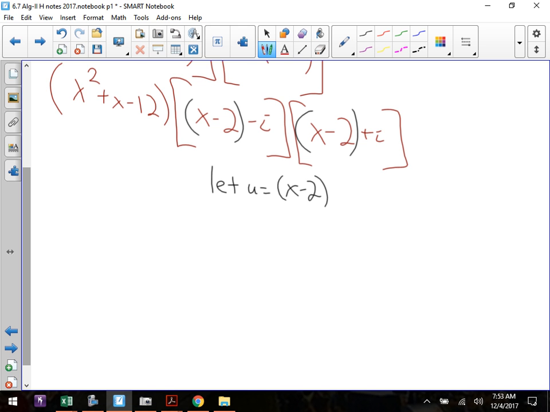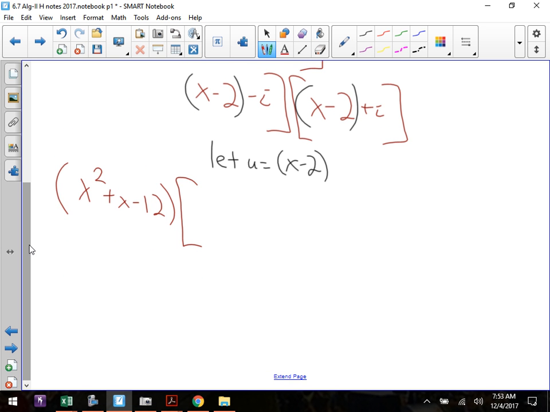Because watch what happens. We know that this guy comes along for the ride, so he's still there. Now I get u minus i, u plus i. Notice how that generates a difference of squares. See how that generates a difference of squares? Now that I point that out, it's a difference of squares, which means that this becomes u squared minus i squared. But what is u squared?